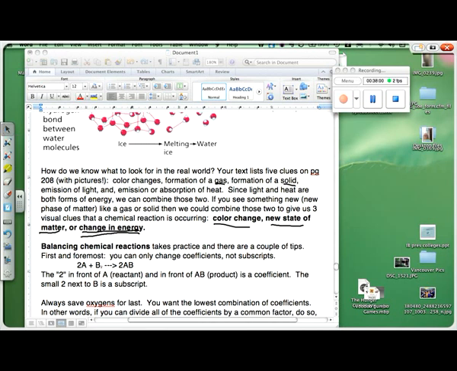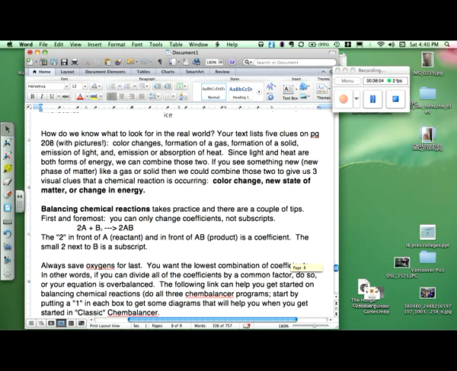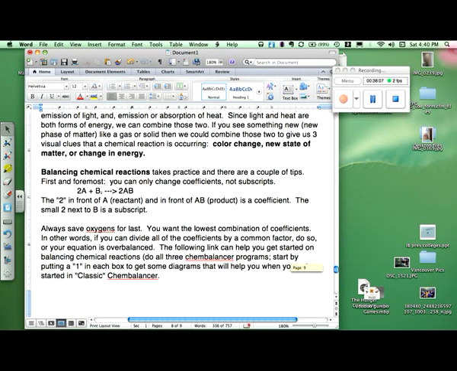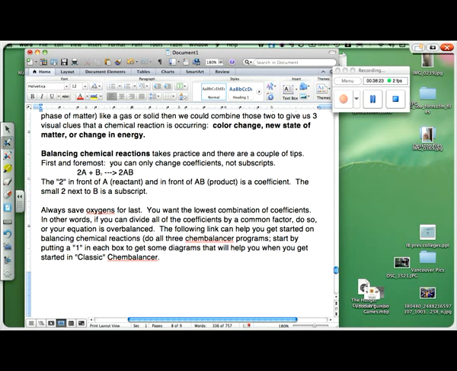combined with this, yes, tells us that those particles are being changed. All right, we're going to move on to talking about balancing chemical reactions, and I've got a couple of tips for you. And then I'm going to show you some programs that you can go to on your own and practice. A couple of things that students do, and let's make sure that we understand some of the vocab here. First and foremost, you can only change coefficients. Coefficients are these numbers in front. Subscripts are the little numbers that we were using when we put the formulas together in the last material.